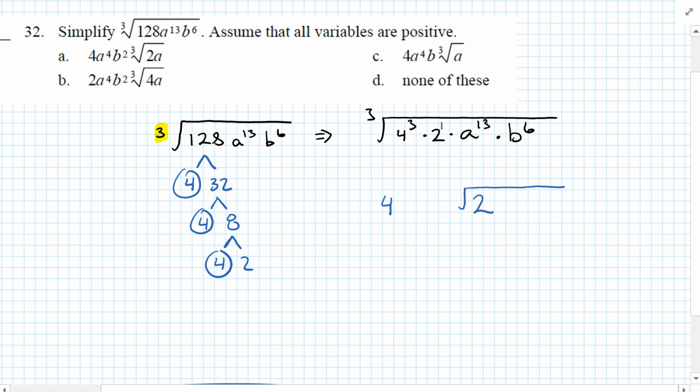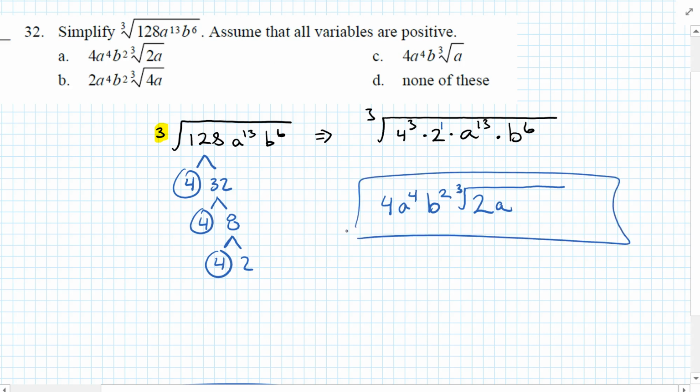How many times does 3 go into 13? Goes in 4. So 4 A's escape. How many A's are stuck? 1. How many times does 3 go into 6? Twice. So how many B's escape? 2. So my final answer is 4 times a to the 4th b squared times the cube root of 2a. Answer is A.